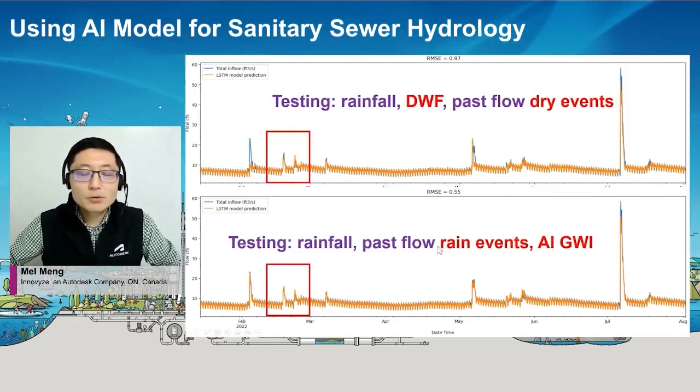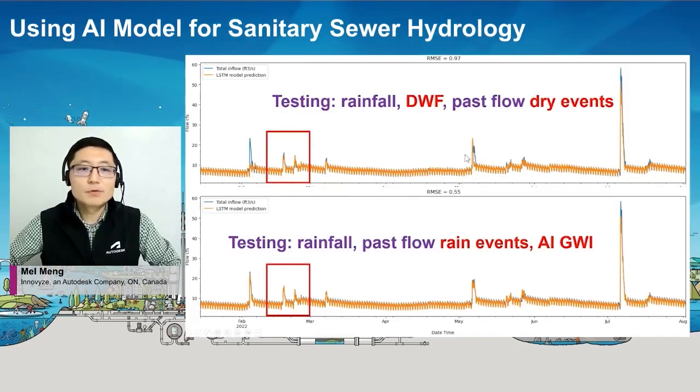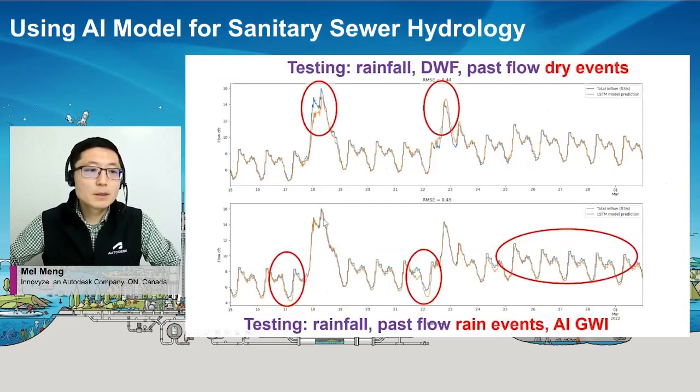So after I train the model using only the rain events, and replace the dry weather flow pattern with the AI-generated groundwater inflow, this is what we got. You can see all the rainfall events look much better than before. So it's a huge improvement. And if we zoom in, you can see this is a much better match than before.